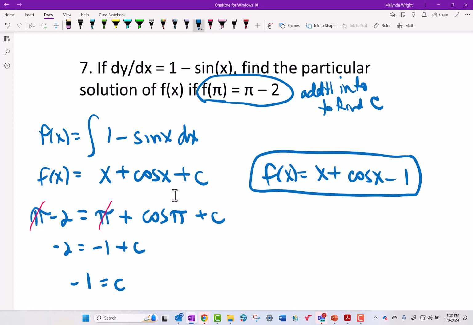Question after the test, do we need to include both the general and the particular solutions, or just the particular? Just the one they ask you for. Okay. If they want the particular, that's the only one you need to include.